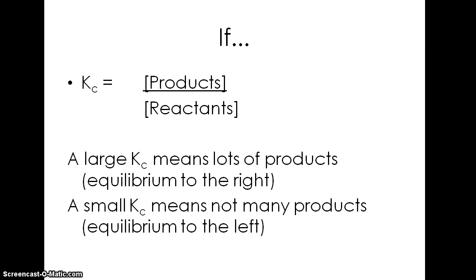So to finish off now, we'll just have a general look at the Kc equation, which is the concentration of products divided by reactants. And we're just going to have a look about what the value of Kc means, because you might be asked an exam question on this. So if we have a large Kc, then if you look at that expression, that means we must have a lot of products and not as many reactants, which means the equilibrium is going to be to the right. So a large Kc means we've got a reversible reaction where the equilibrium is sitting to the right. If we have a small Kc, that means we haven't got many products and we've got lots of reactants, which means the equilibrium is going to be to the left.